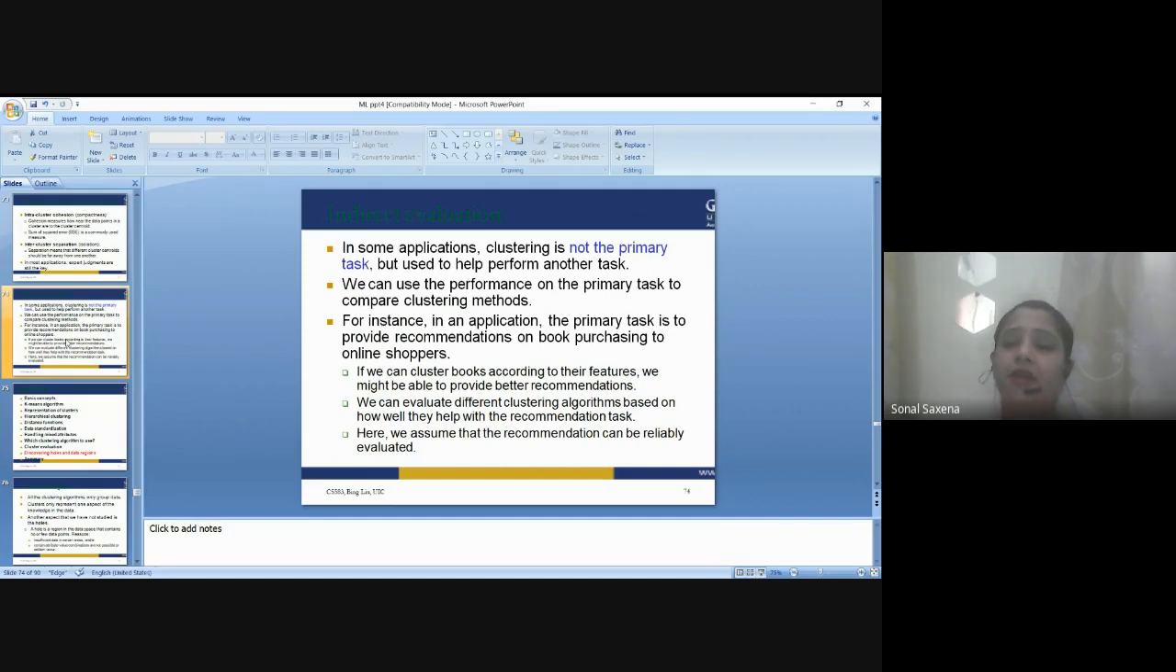Now we can do indirect evaluation also. In some applications, clustering is not the primary task but is used to help perform another task, so we can use the performance on the primary task to compare the clustering methods. For instance, in an application, the primary task is to provide recommendations on book purchasing for online shoppers. If we can cluster books according to their features, we might be able to provide better recommendations. We can evaluate different clustering algorithms based on how well they help with the recommendation task. Here we assume that the recommendation can be reliably evaluated.